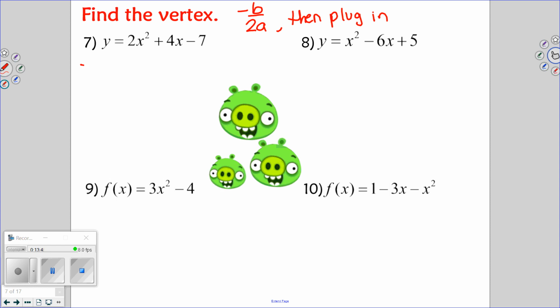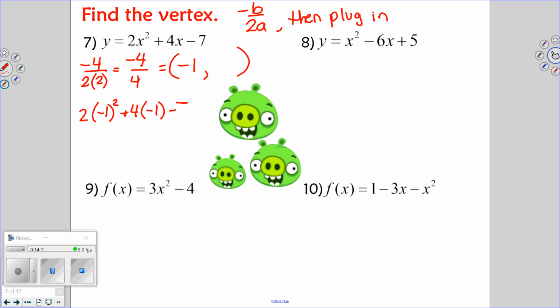All right, so negative, what's my b value? Over 2 times, what's my a? So that gives me -4/4, which is -1. So that's going to be my x value of my vertex. Then we take that and plug it back in. So 2 times -1 squared plus 4 times -1 minus 7. I'm literally plugging it back in here. It's going to give me -4.